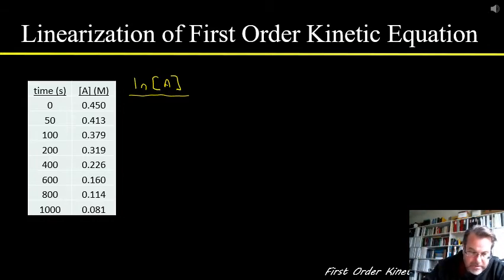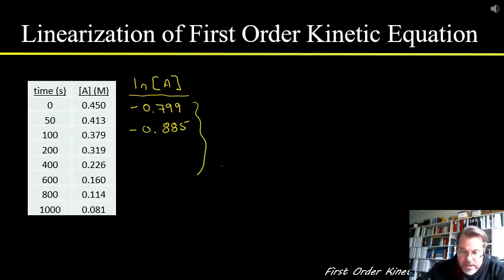And so with these numbers being less than 1, the natural log is going to be negative. So for this first one, we get negative 0.0799. For the next one, 0.413, we get negative 0.885. Okay. And also, let me make the point here. When you take the log of a number, you lose the units. So all of these numbers here are unitless. Okay. All right. Calculate those if you want to fill out the rest of the table.